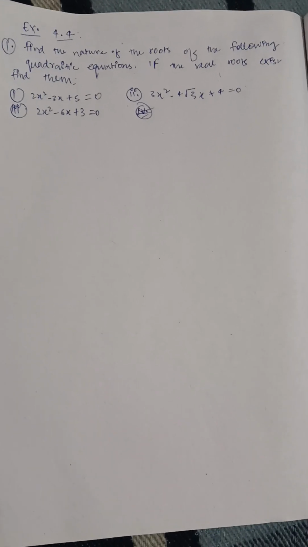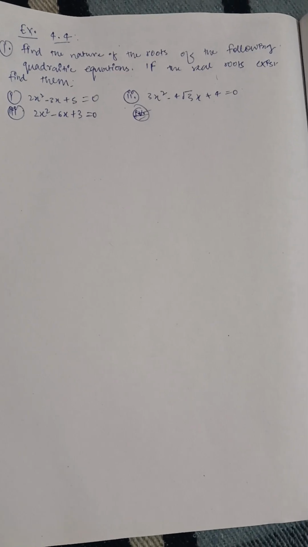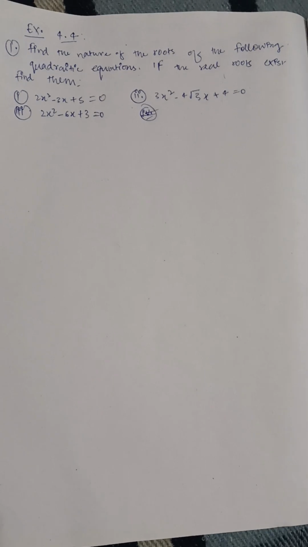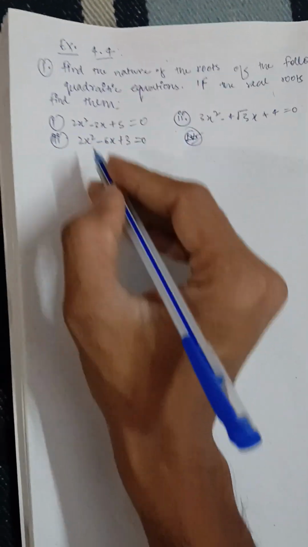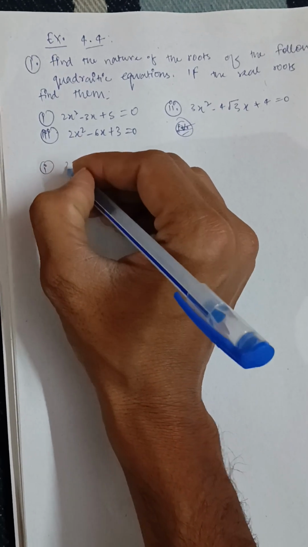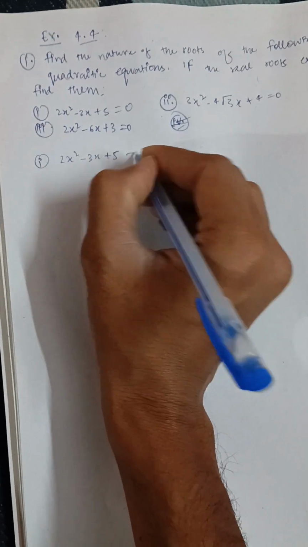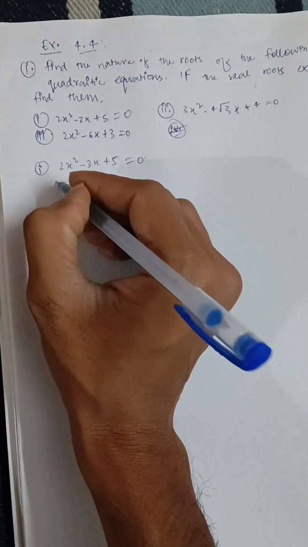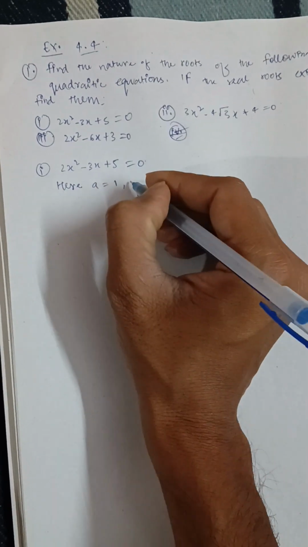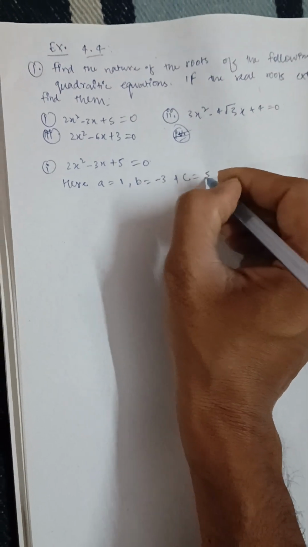First question is find the nature of the roots of the following quadratic equation. If the real roots exist, find them. First question is 2x square minus 3x plus 5 equal to 0. Then here a equal to 1, b equal to minus 3 and c equal to 5.